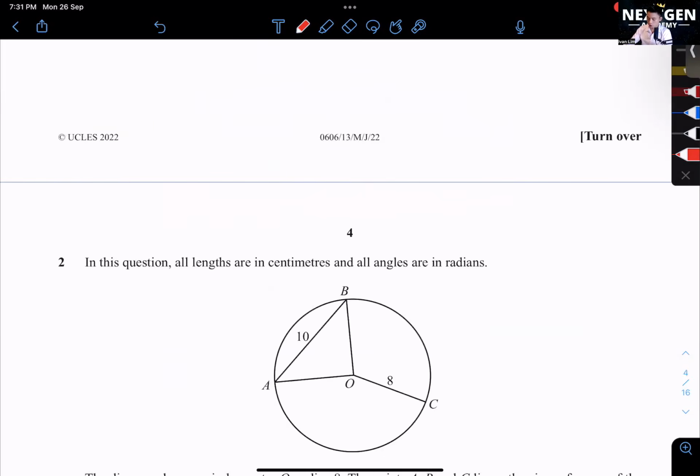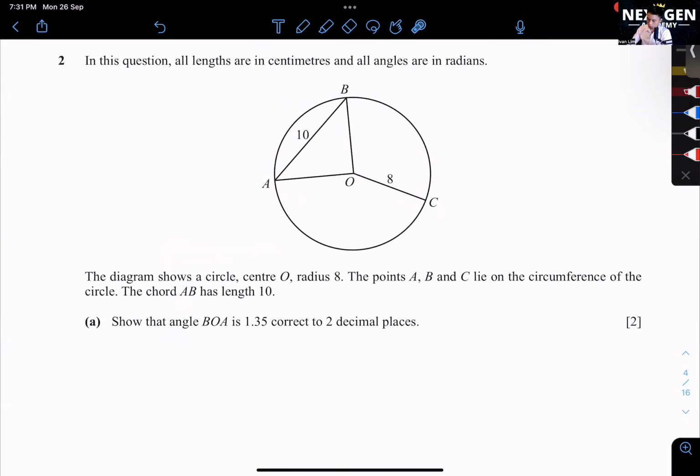Okay, question 2. In this question, all lengths are in cm. Okay, then all in radians. The diagram shows a circle, center O, radius 8. The radius ABC lie on the circumference of the circle. The chord AB has length 10. Show that angle BOA is 1.35 correct to 2 dp. Okay, how do y'all do this?